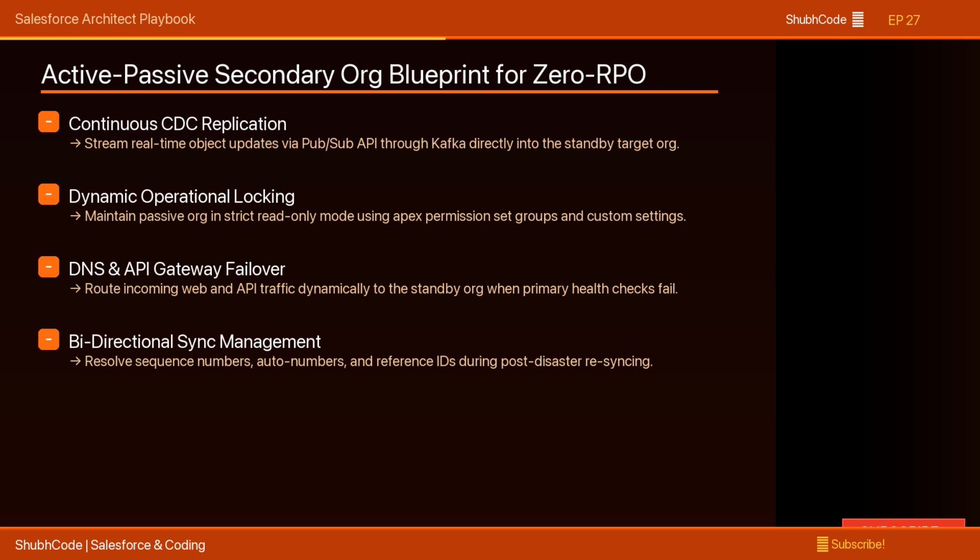Custom metadata controls read-only security policies, keeping the passive org in a restricted read-only mode for business users during normal operations. If the primary org experiences a critical outage, global traffic managers like Cloudflare or AWS Route 53 flip application routing, and custom Apex flags unlock edit permissions in the passive org. The trade-off here is operational complexity. You must constantly synchronize schema changes, permission sets, picklist values, and autonumber fields between both orgs. While this blueprint delivers near zero RPO, the metadata management overhead requires rigid CI/CD pipelines and high DevOps maturity.